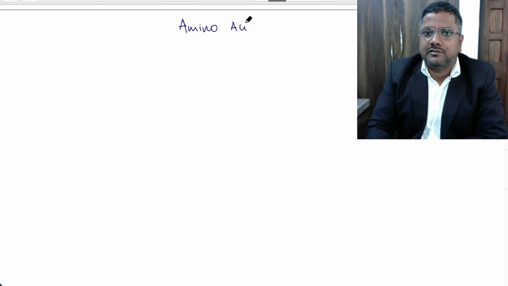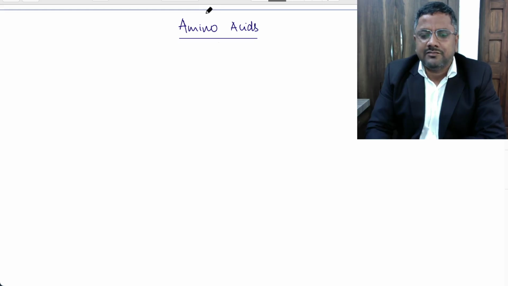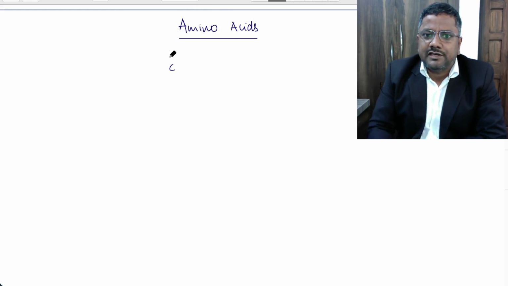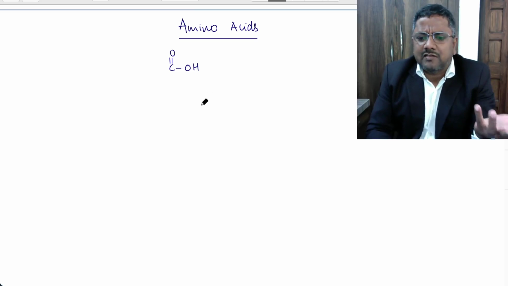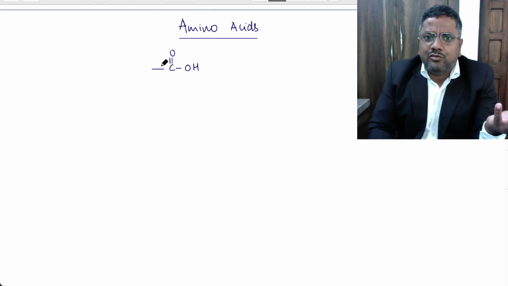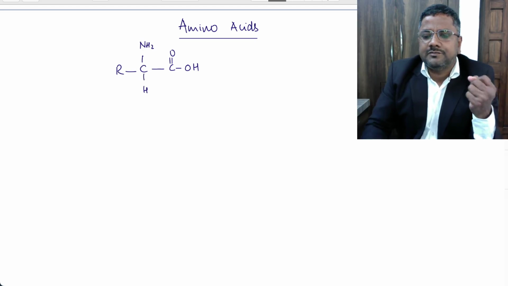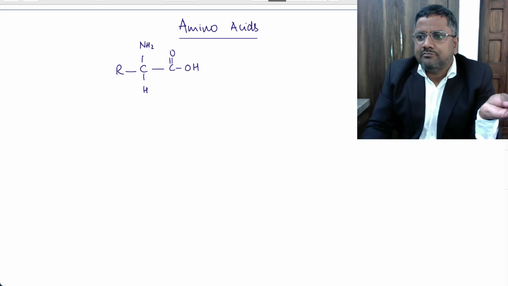Amino acids. As the name itself manifests, amino and acid. So a carboxylic group is there. Acid, commonly in organic chemistry, means carboxylic acid. And an amino group: if both are present in the same molecule, then the compound is said to be an amino acid, right? So if you see, this is a simple amino acid.